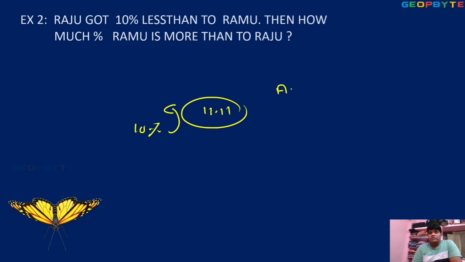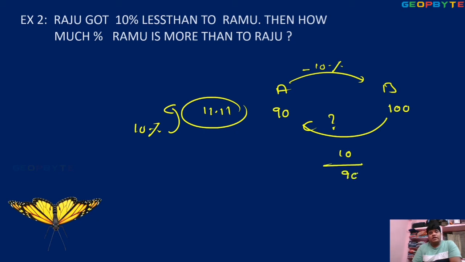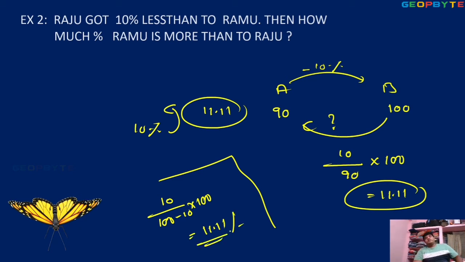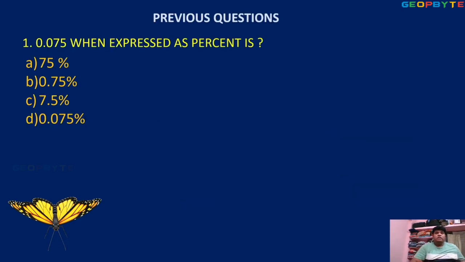Okay. Suppose you want the concept method, A to B. B's value, I don't know, so take 100. A is 10% less. So in 100, 10% less means subtract 10. So 90. Now B is how much percentage more compared with A? 10 rupees more. That 10 compared with 90 upon 100. Answer 11.11. Suppose you are perfect in the formula, then directly 10 by 100 minus 10 into 100. So again the answer is 11.11. Out of the 3 methods, you can follow any one method. Your wish.